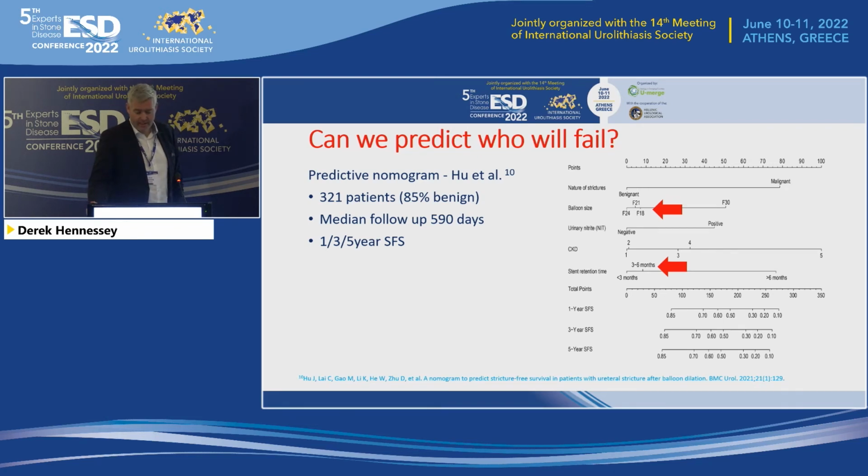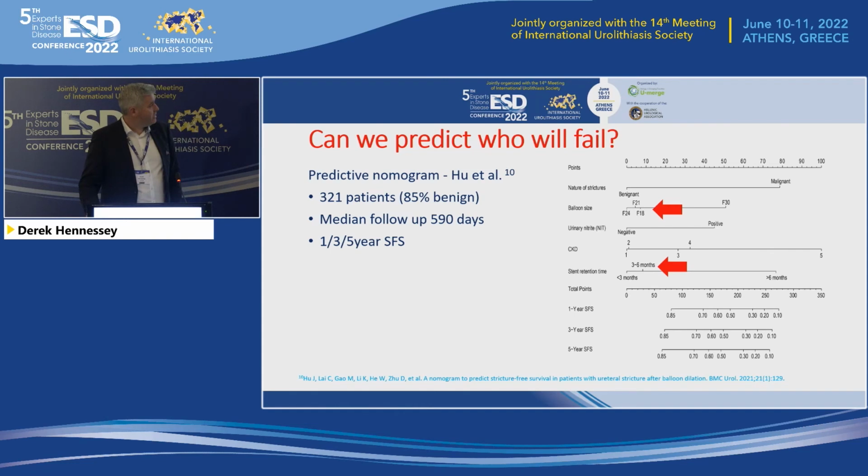Can we predict who will fail endoscopic management of a ureteric stricture? And it was again from authors from China, and they had 321 patients, of which 85% had benign ureteric strictures, and they followed them up for a median of 590 days, and they looked at their 1, 3, and 5-year stone-free survivals. And you can see with the graphic on the right-hand side of the screen a scoring system. So if it's benign, you get 0. If it's malignant, it gets 80.